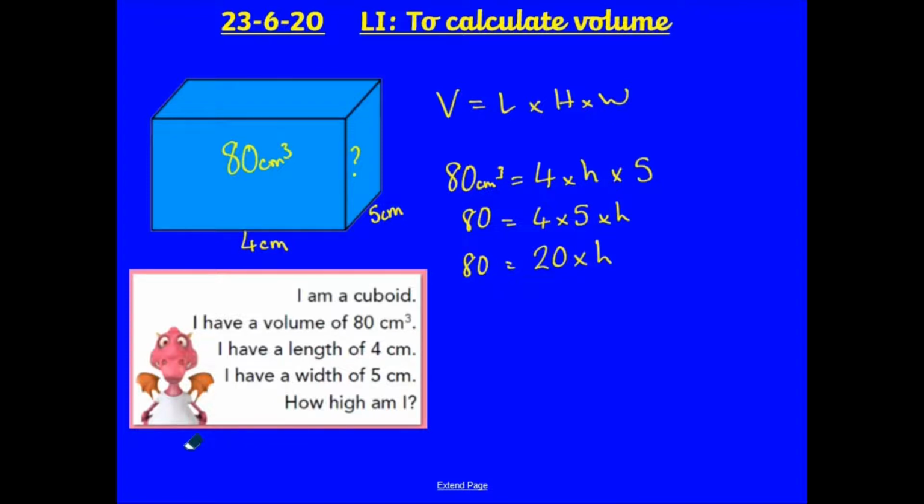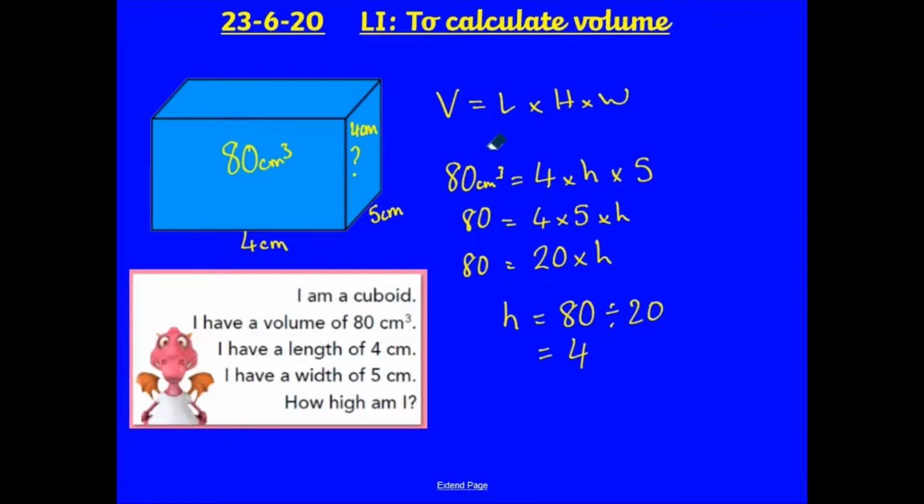Okay then, what times 20 equals 80? Or, vice versa, 80 divided by 20 equals what? That must mean that the height is 4 centimetres. So the height is equal to 80 divided by 20, which is equal to 4. Aha! 4 centimetres is the height. I've just used my knowledge here to help me work this out. 4 times 5 is 20, and I need to get to 80, so 20 times what is 80? There you go, it's 4.